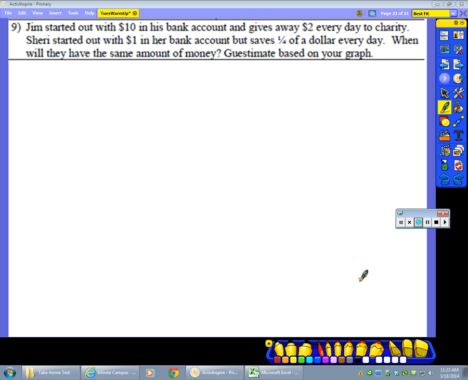Last one. Now this is actually an old set of word problems that we used way back in the day with slope-intercept form. And Jim and Sherry, that's my siblings. Jim is my younger brother, Sherry's my older sister. So I use family names a lot and student names. So let's talk about Jim.